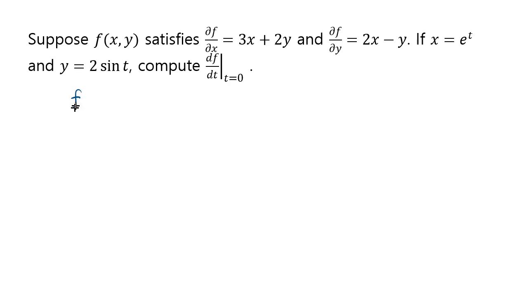F is a function of x and y, right? And x and y are both functions of t. Now, therefore, if you change the value of t, that's going to affect f in two different ways. T will change the value of x, and if x changes, of course, f will change, right? Also, changing t will change the value of y, and that's also going to change the value of f.